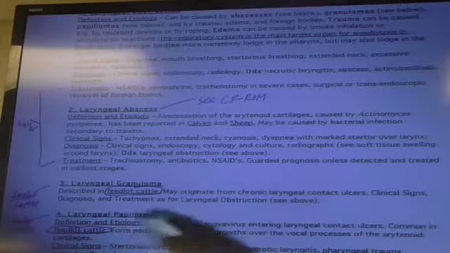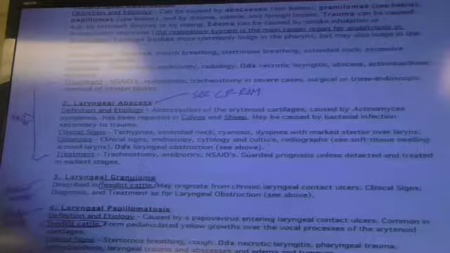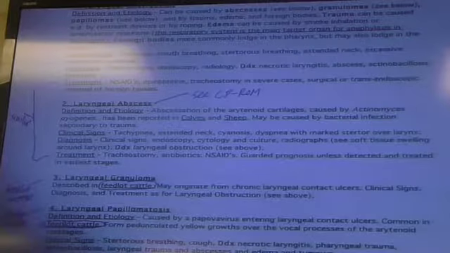Laryngeal granuloma may originate from chronic laryngeal contact ulcers, and laryngeal papillomatosis is caused by papillomavirus. So that's a little tricky, because when you have a multiple choice question and it's actually a papillomavirus, you might want to choose that, but it's actually a papillomavirus, slightly different structure. All right. So let's see.